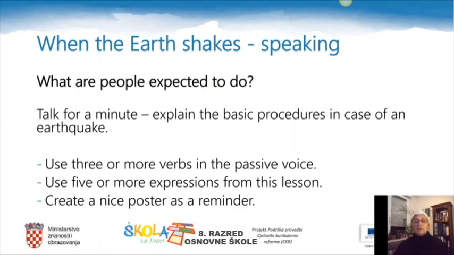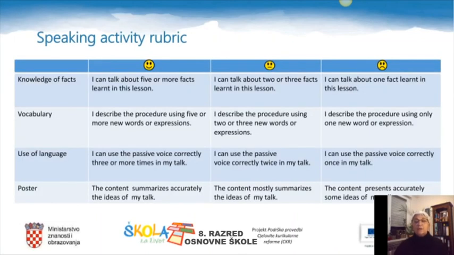And it's a nice idea to create a poster, and that poster will help you summarize your ideas, and it will serve as a reminder. And I have also created a rubric for you, and this rubric will help you organize your speaking and not forget any important parts of it. So when you prepare your speech, remember to include 5 or more facts. Remember to include some new vocabulary. Remember to put some verbs into the passive voice. And remember to look at your poster, because it will help you cover all that you have planned.